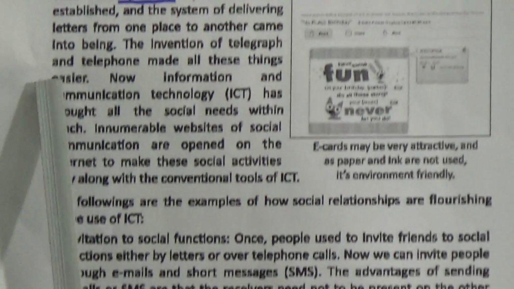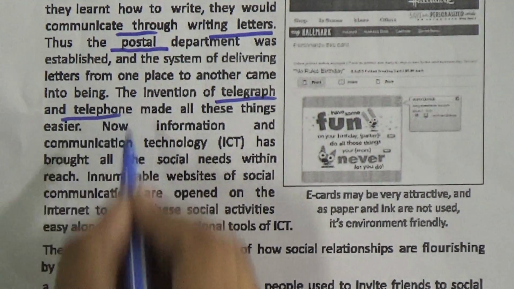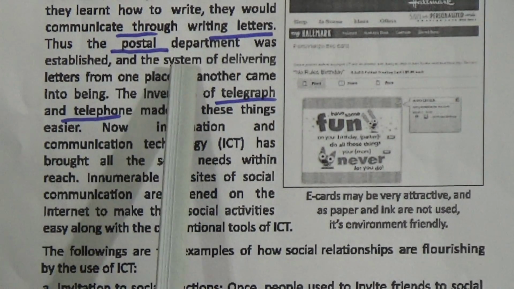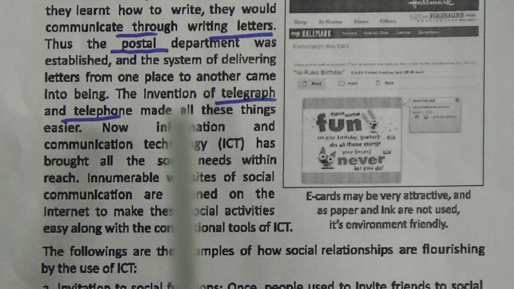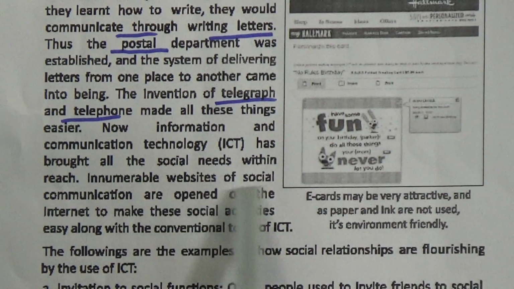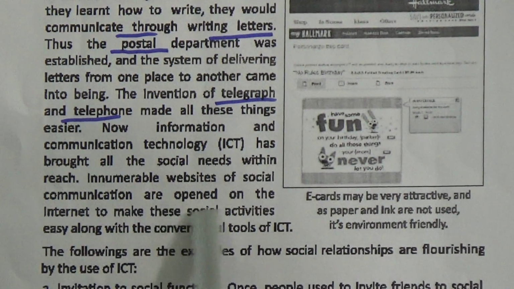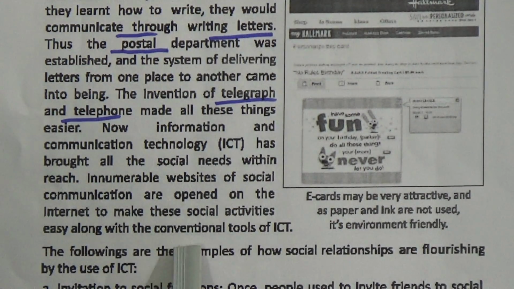The invention of telegraph and telephone made all these things easier. Then came telegraph and telephone. So it is very important that our first communication system is writing letters, then the postal system, then telegraph and telephone. Now information and communication technology, ICT, has brought all the social needs within reach. Innumerable websites of social communication are open on the internet to make these social activities easy along with the conventional tools of ICT.